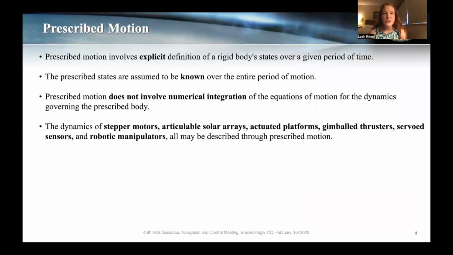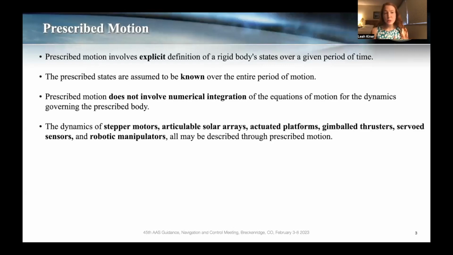So what is prescribed motion? It involves the explicit definition of a rigid body's states over a given period of time. So we're essentially assuming that we know the states of this rigid body over the entire period of motion. And consequently, this does not involve numerical integration of the equations of motion for this prescribed body. And this is because we have a one-way coupling between the spacecraft hub motion and the other rigid bodies in the system and the motion of our prescribed body.